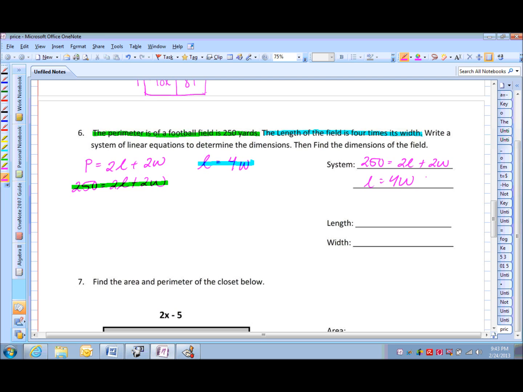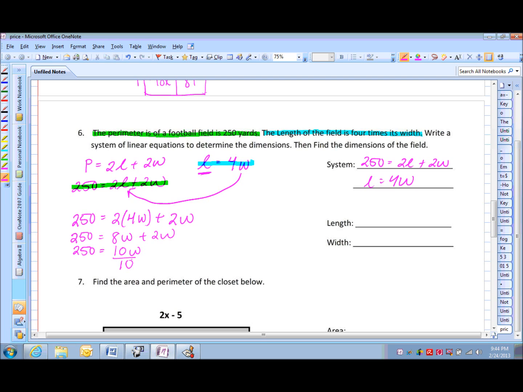Okay, now they want me to find the dimensions of the field. So I can go ahead and use the method of substitution. I know what L is, so I'm going to take what L is equal to, 4W, and replace it in the first equation of the system. So 250 equals 2 times, instead of L, I'm going to put 4W, because L is equal to 4W, plus 2W. So 250 is equal to 8W. When you multiply 2 times 4W, you get 8W, plus 2W. So 250 is equal to 10W.